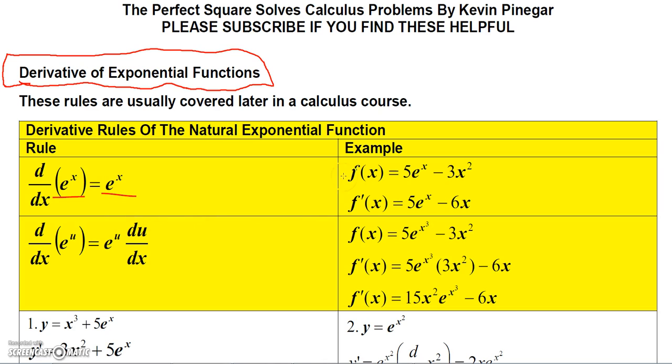So for instance, let's say I gave you this function, 5e to the x minus 3x squared. Well, then the derivative of that function would be the derivative of 5e to the x, which is 5 times the derivative of e to the x. We just saw that the derivative of e to the x is just e to the x, so that would simply be 5e to the x. And then I just threw another term in for good measure: minus 3x squared, whose derivative is just minus 6x.